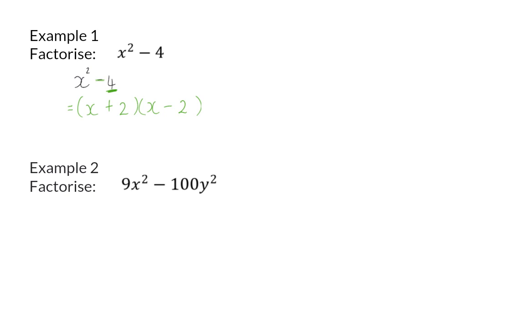In example 2, we once again don't have a common factor, but every part of this expression is a perfect square. So we're going to use difference between squares. And for that, we're going to form two brackets with opposite signs. Which of the two brackets comes first does not matter. And now we get the square root of each term. 9x squared has a square root of 3x, which is placed in both brackets, and 100y squared has a square root of 10y, which is also placed in both brackets.